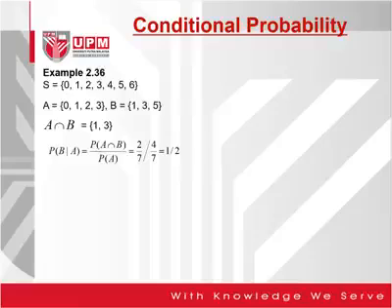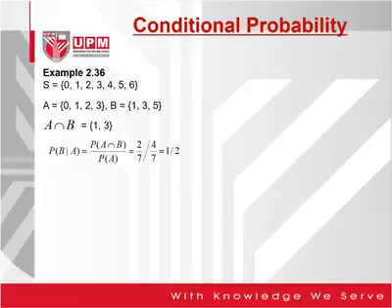Now example 2.36. All possible outcomes are 0, 1, 2, 3, 4, 5, and 6. A is the event where you get 0, 1, 2, and 3. B is 1, 3, and 5. Now I want you to find the probability B will occur given that A will occur. If you find the probability of B without the condition of A, B has 3 elements, but S has 7. So the answer is 3 over 7.